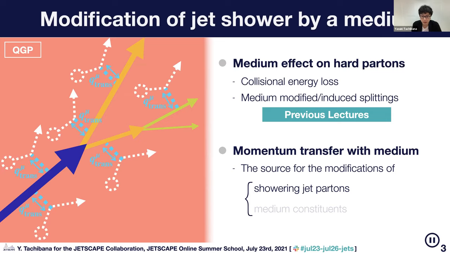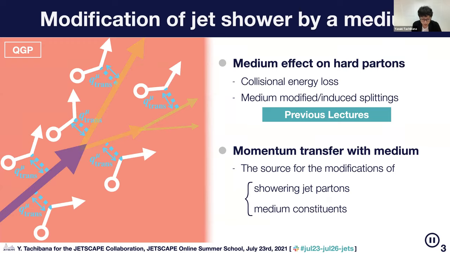All those modifications of jet partons are driven by energy-momentum transfer with the medium constituents. This energy-momentum transfer can be considered as the source for the modification of the showering jet partons. It can also modify the dynamics of the medium constituents, and we need to take those effects into account to have a full description of jet quenching. I will explain it later. In this talk, I'd like to cover how the dynamics of the medium constituents can be modified due to the interaction with the hard partons in the medium.